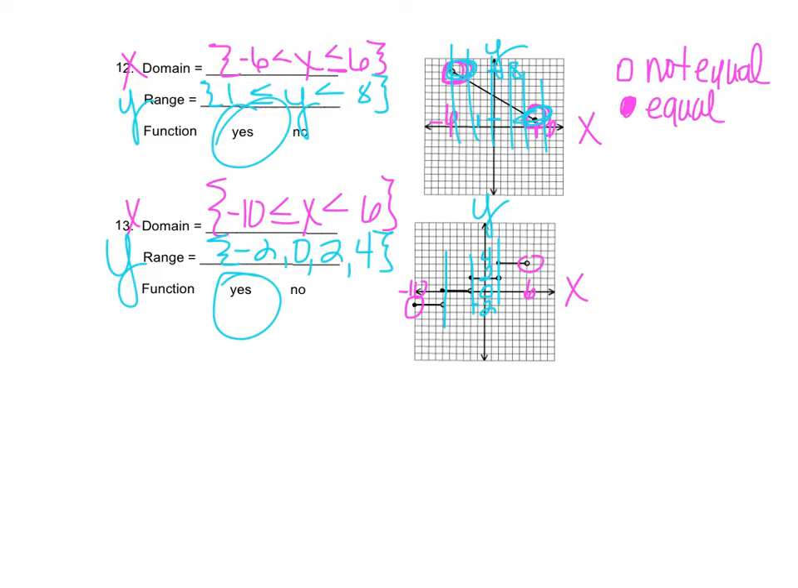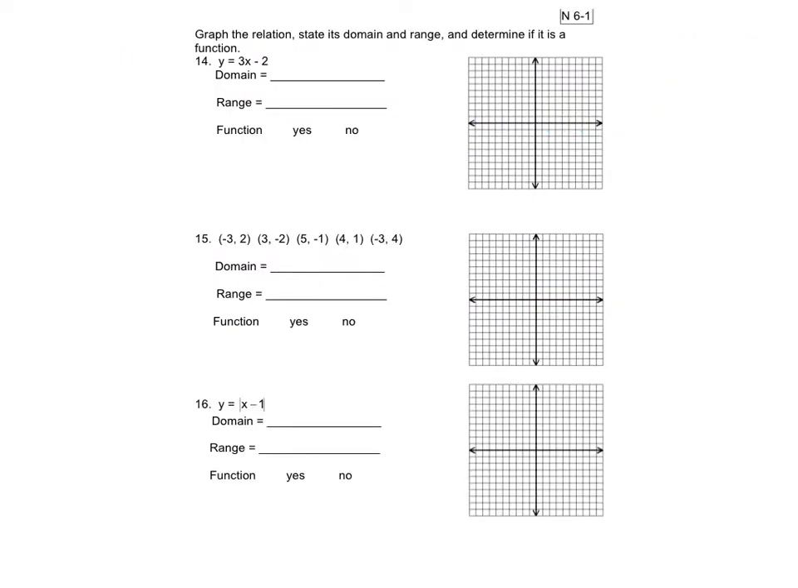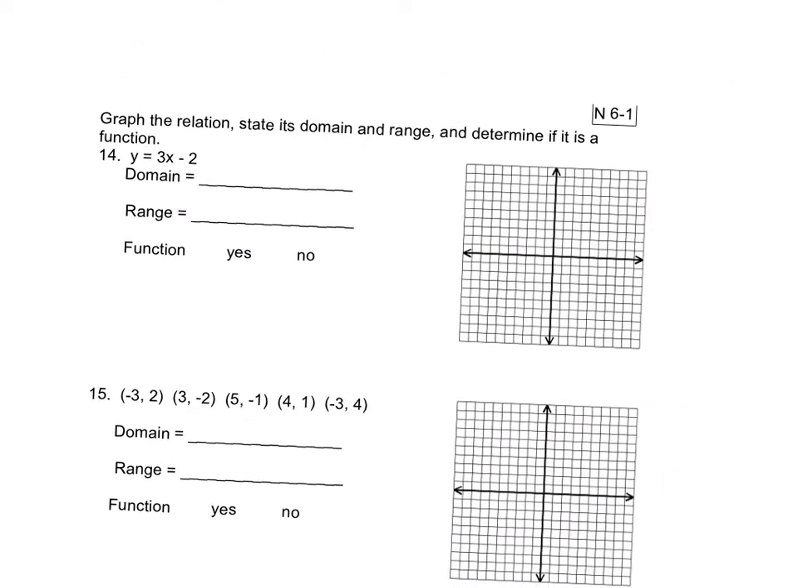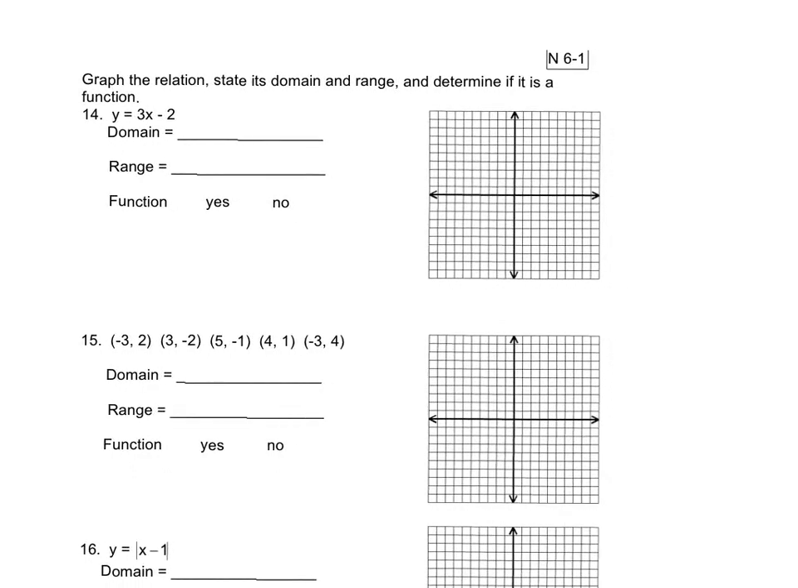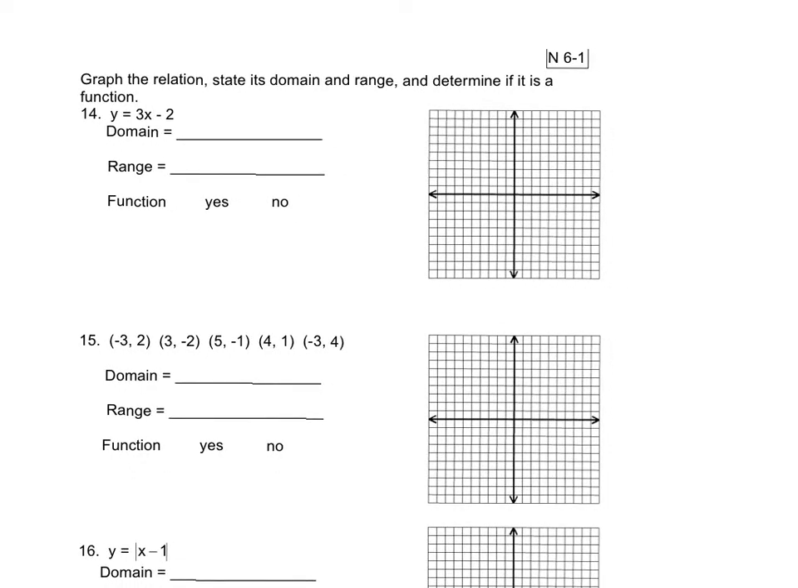All right, let's look at the next part. Now we're going to graph and then determine the domain and range and determine if it's a function or not. So notice on 14, y equals 3x minus 2. This is linear. I'm going to use slope and y-intercept to graph it. Slope is 3 over 1, y-intercept's -2.